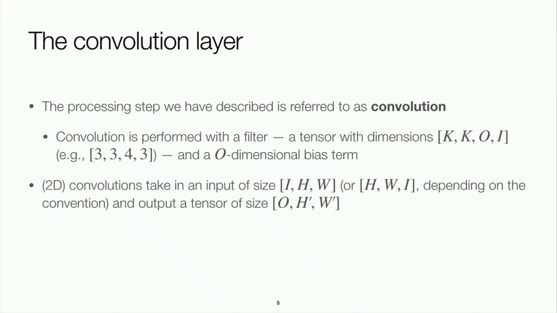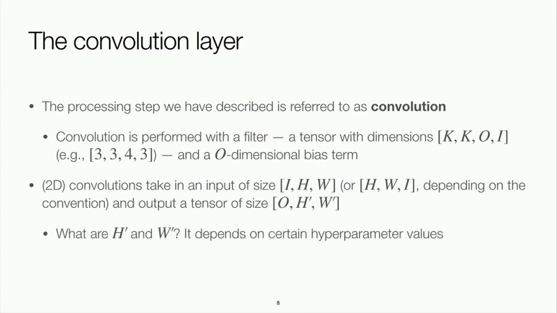And then it's going to output a tensor of size number of output channels. Again, that was 4 in our previous example. And then some other height and width, H prime and W prime. Maybe these H prime and W prime are pretty close to H and W, but they don't necessarily have to be exactly the same. What are they in particular? It depends on certain hyperparameter values that we have yet to specify. We're going to specify that 2 slides from now.